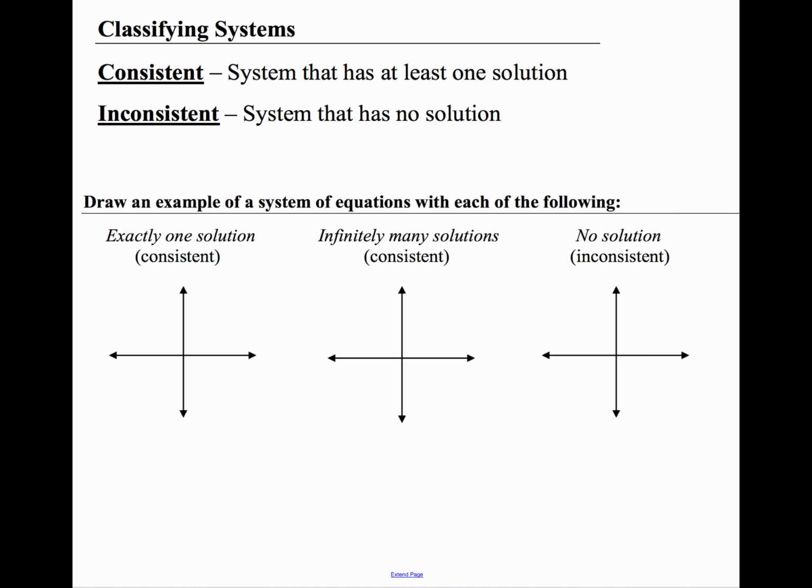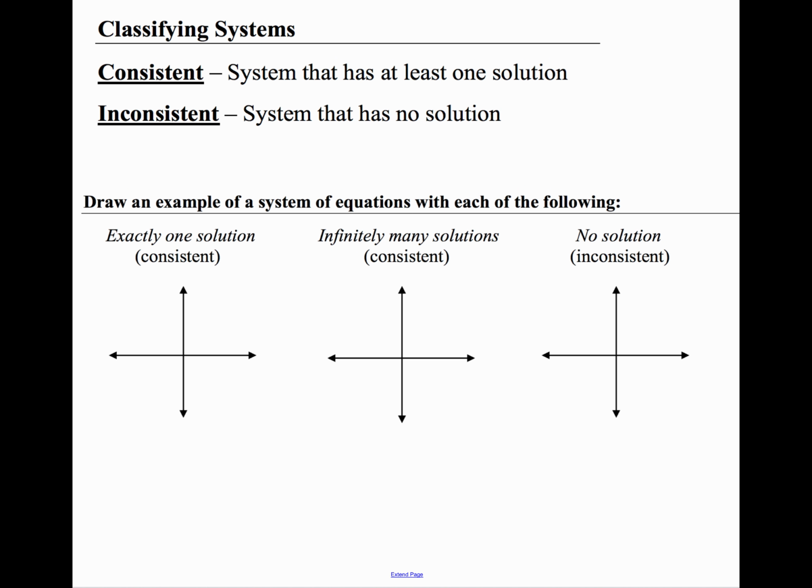Okay, let's take a look at classifying systems. There are two types of systems. We have a consistent system, a system that has at least one solution, and an inconsistent system, a system that has no solutions. So we're going to draw an example of each of a system of equations with each of the following. Exactly one solution, which is consistent. Infinitely many solutions, which is consistent. Or no solution, which is inconsistent.